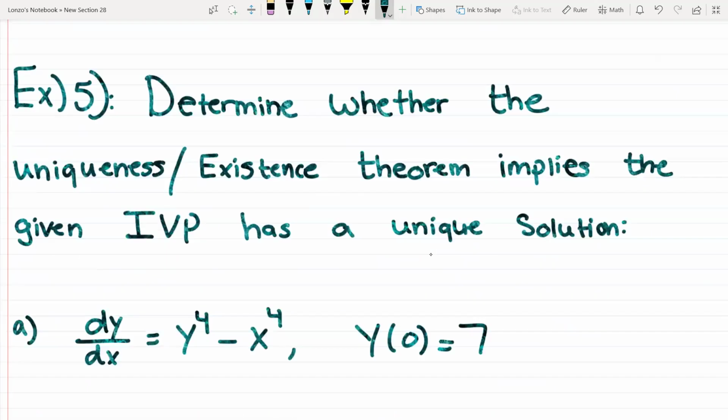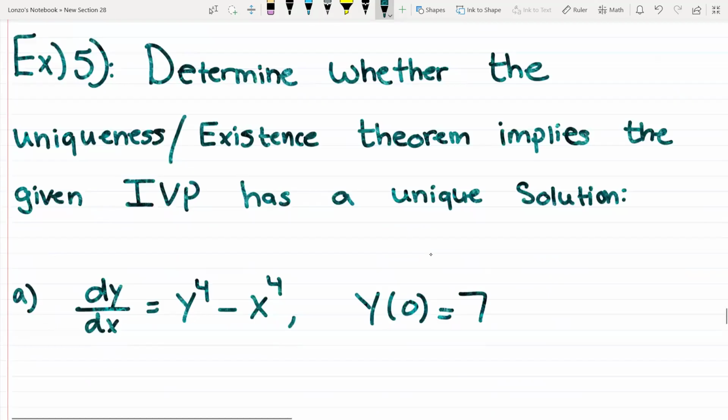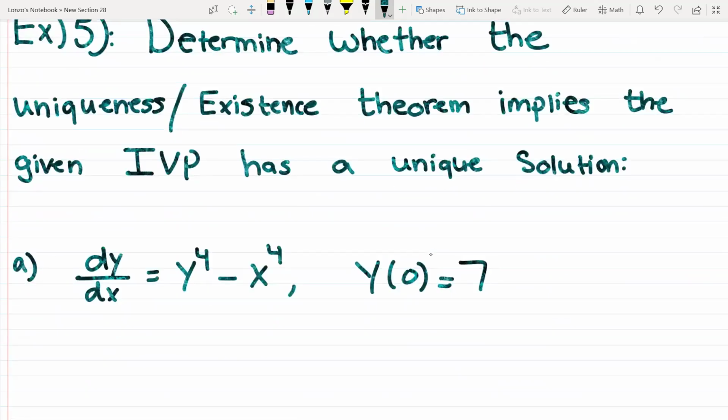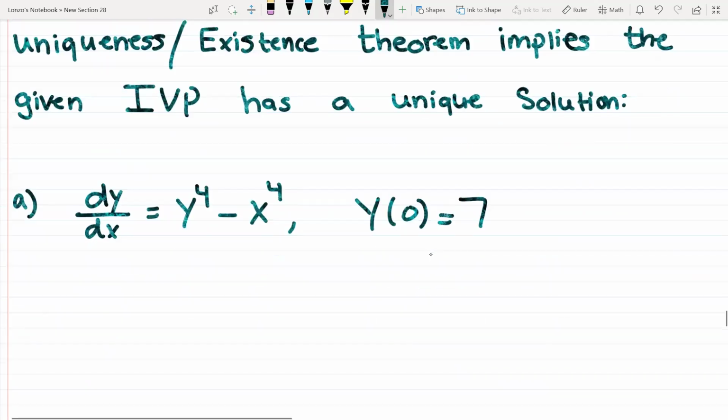So example 5 says, determine whether the uniqueness/existence theorem implies the given initial value problem has a unique solution. On part A, we have dy dx equals y to the fourth minus x to the fourth, where y of 0 equals 7. So y of 0 equals 7 is a coordinate, like 0, 7. And first we have to determine if f of x comma y is continuous when you plug in 0, 7.